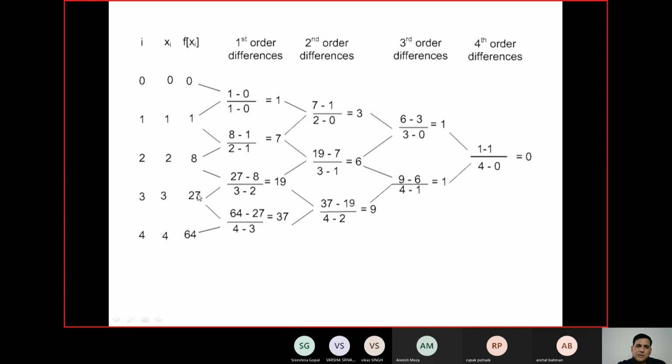Then 64 minus 27 divided by 4 minus 3. So this is your first divided difference column. For the second divided difference, you have this minus that divided by 2 minus 0. That's what we got here. Then similarly this one and this one. Then you get the third divided difference, then the fourth divided difference.